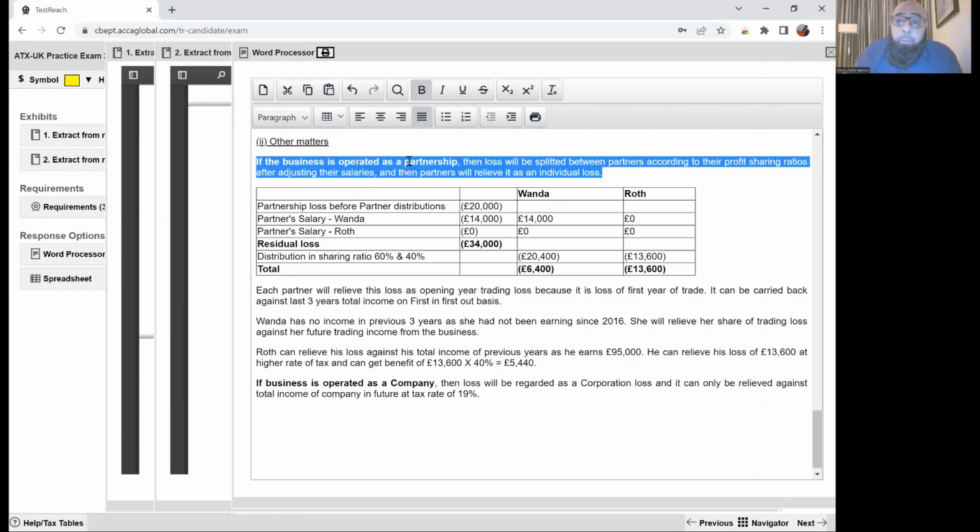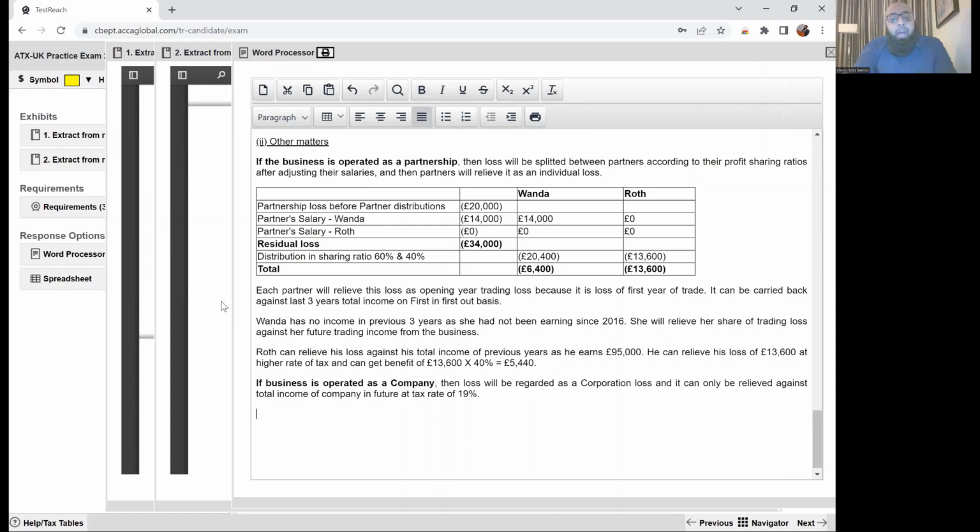So if the business is operated as a partnership, it will become an individual loss, and individuals can treat it as an opening year trading loss. Whereas if it is operated as a company, then it's a corporation loss and it can only be relieved against the future income of the company.